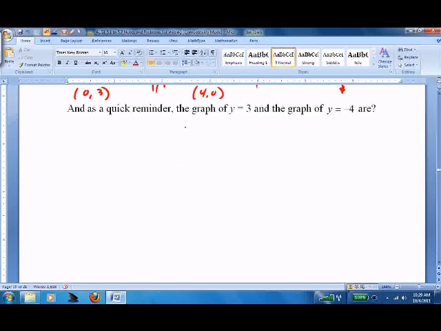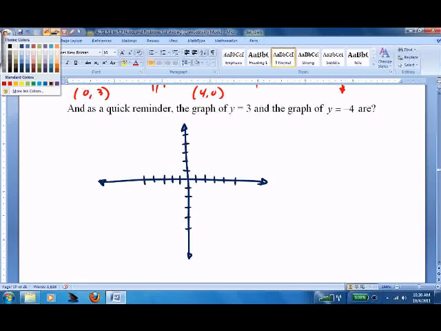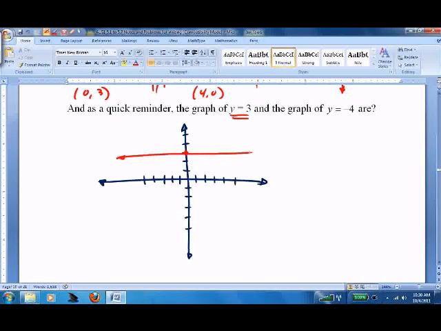Quick reminder for you. Here's our coordinate plane again. 1, 2, 3, 4, 5 in each direction. Students forget this quite often. So what's the graph of y equals 3? We'll go up to y equals 3. We go right across. That's y equals 3. What about y equals negative 4? 1, 2, 3, 4. Down 4. Go straight across.